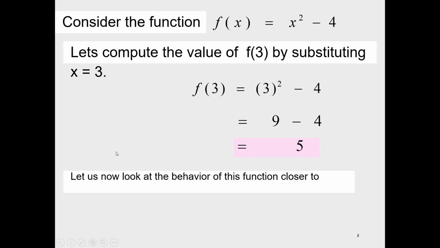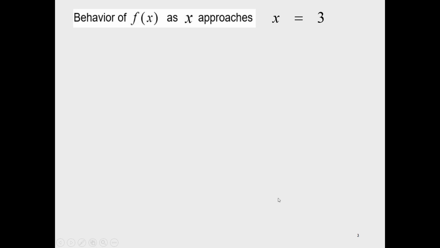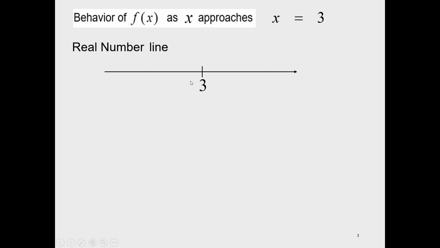Let us use some other perspectives such as the table of values method, and let's see the behavior of this function closer to x equals 3. So we are going to use the table of values method. Before that, we are going to denote with a number line. We'll put a number line first. In the middle we'll put 3 because we are approaching 3.